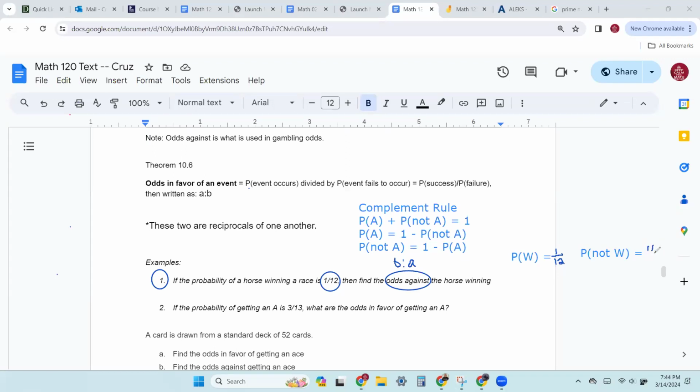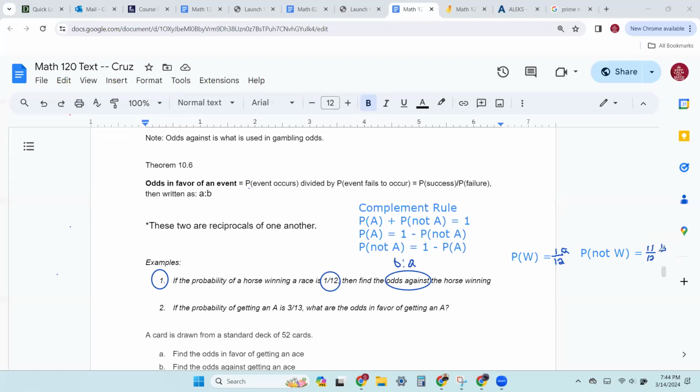And then we keep our same denominator. So 1 from 12 is 11. So the probability of not winning is 11 twelfths. So this right here is our A, and this right here is our B. We're not worried about the 12 at the bottom.